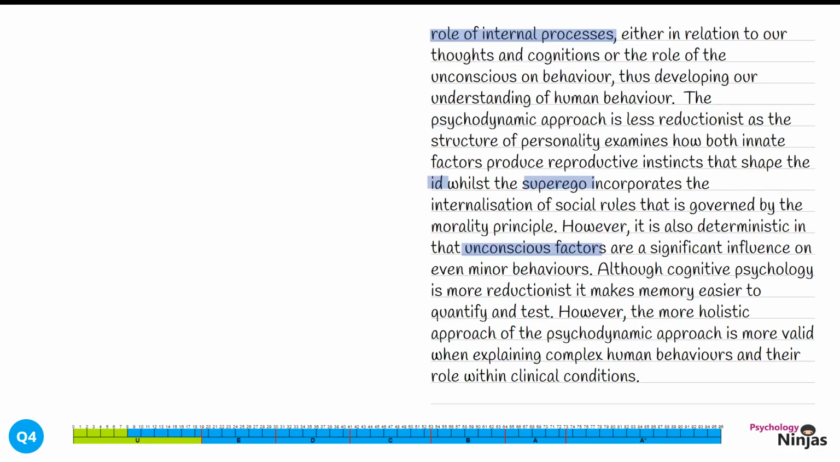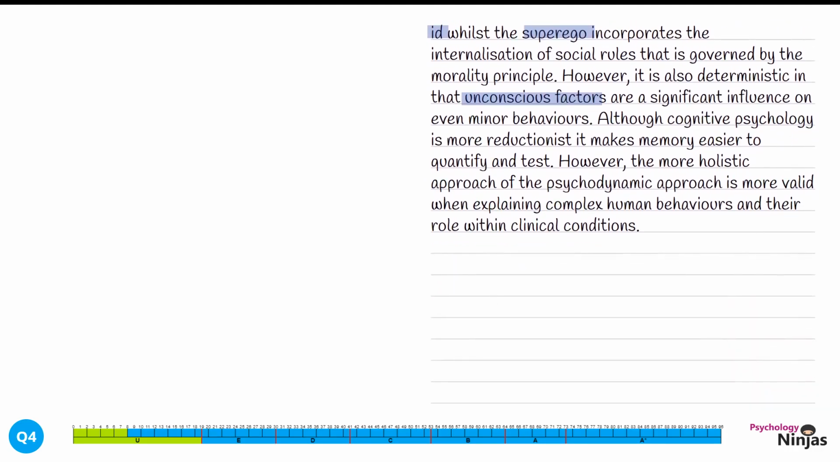Although cognitive psychology is more reductionist, it makes memory easier to quantify and test. However, the more holistic approach of the psychodynamic approach is more valid when explaining complex human behaviours and their role within clinical conditions. We've identified that the psychodynamic approach is more holistic and the implications for this in terms of our judgment in that it is more valid.